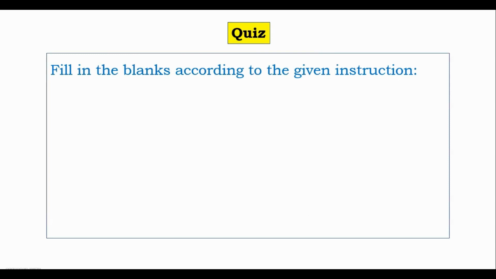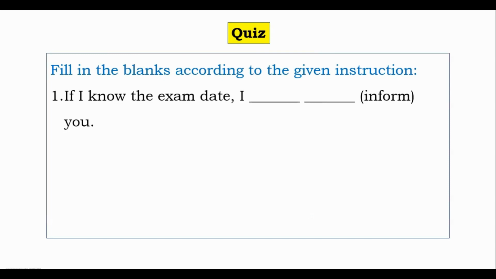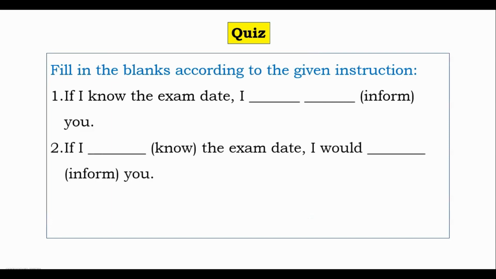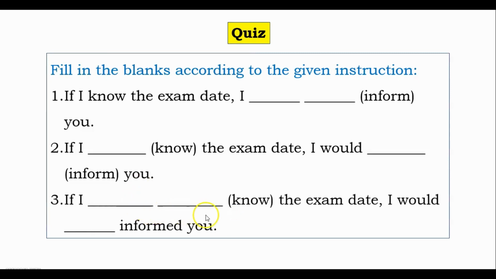Okay? And let us proceed to our simple quiz. Fill in the blanks according to the given instruction. First sentence, if I know the exam date, I dash dash inform you. Inform is the verb there. Okay? Second one, if I dash the exam date, I would dash you. First verb is know, second verb is inform. And third sentence, if I dash dash know the exam date, I would dash informed you. Here the first blank verb is know and the second blank I haven't given because it is quite implicit.